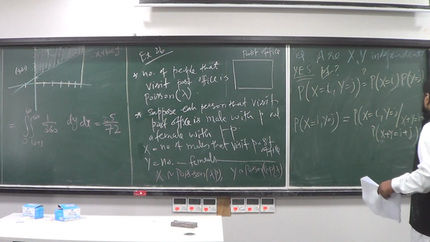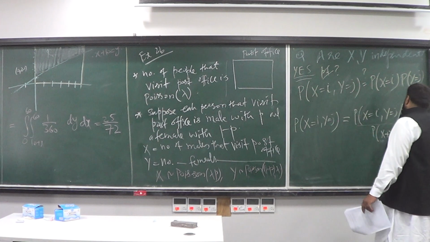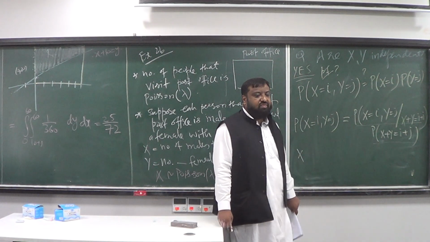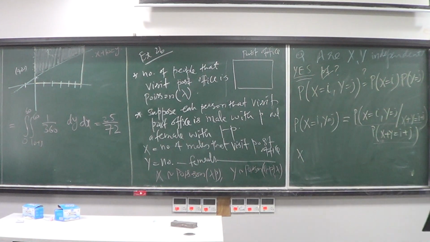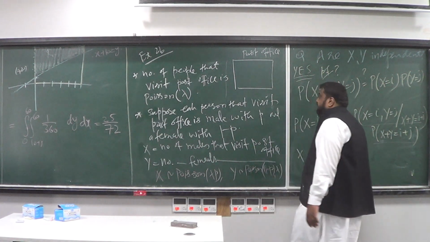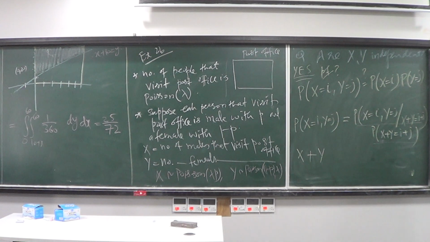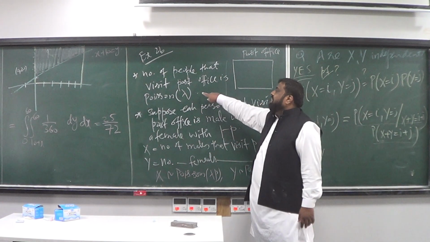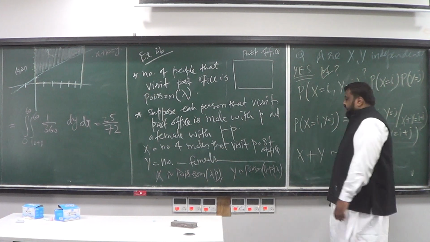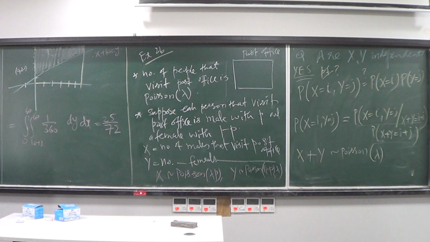Now let's compute this probability and this probability. If X is the number of males that visit the post office on that particular day, and Y is the number of females that visit that particular day, then what would be X plus Y? The meaning of X plus Y is the total number of people that visited the post office on that particular day. But we know that the number of people that visit the post office on that particular day has a Poisson distribution with the parameter lambda.